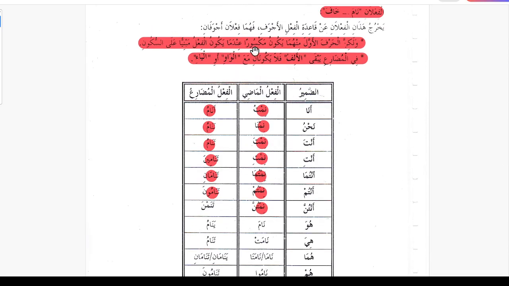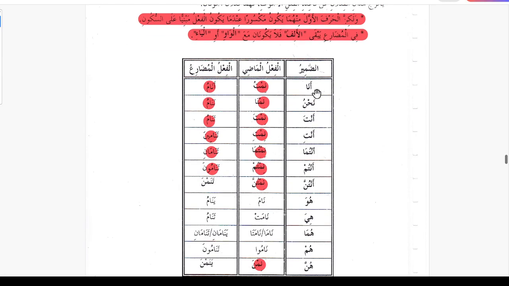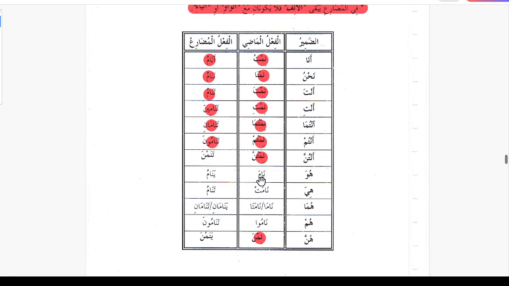So then is the first, when the fail mabni ala sukoon, then it is taking kasra. And in the fail mudare, the alif la yakunani ma waw and ya. And in the fail mudare, the alif remains. Like for example, nama yanamu, alif is here. Huwa yanamu, huma yanamani, hum yanamuna, hiya tanamu, huma tanamani, hunna yanamna. Anta tanamu, antuma tanamani, antum tanamuna. Anti tanamina, antuma tanamani, antunna tanamna, ana anamu, nahnu nanamu.